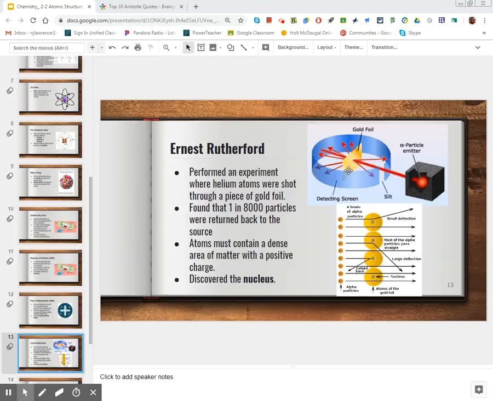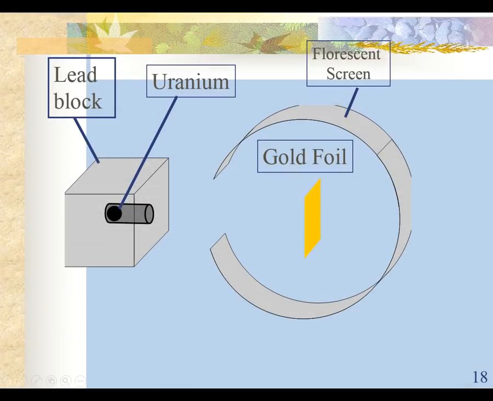And when he shot them through there, because of the Plum-Pudding Model, he expected those particles to go through there like a cannonball going through tissue paper, is what he said. So he expected these alpha particles to just blast through the gold foil and nothing special would happen. But what he saw when he did it, and I have an illustration here, was a little bit different.